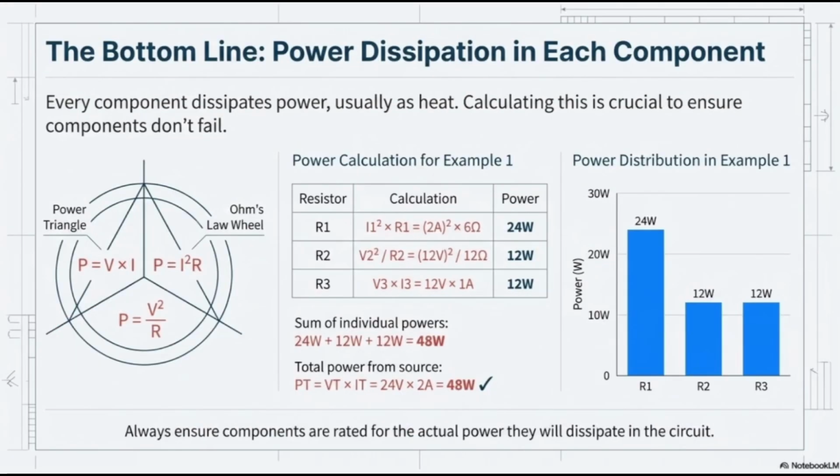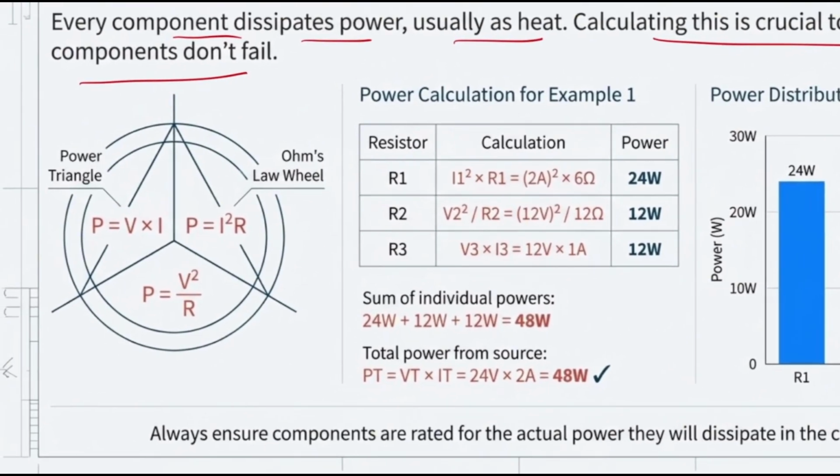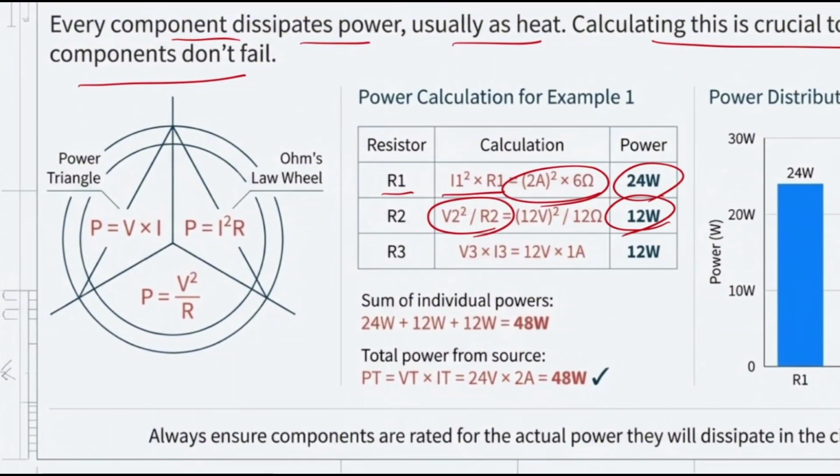So the bottom line, the power dissipation in each component. So we were talking about it. Every component dissipates power, usually as heat. It means that right now we do have the resistor, so every power that is going to be dissipated there is going to be consumed as heat. Calculating it is so crucial to ensure that you are not going to fail your component, right? So for instance, for R1, we had a formula for that. It was R1 times I1 to the power of 2. For instance, if I do have 2 amp, it would be 4 times 6, I do have 24. For R2, we can use V2 squared divided by R2. Again, this is another formula for that. For example, I do have 12. For R3, I can use this formula, and I do have this one.